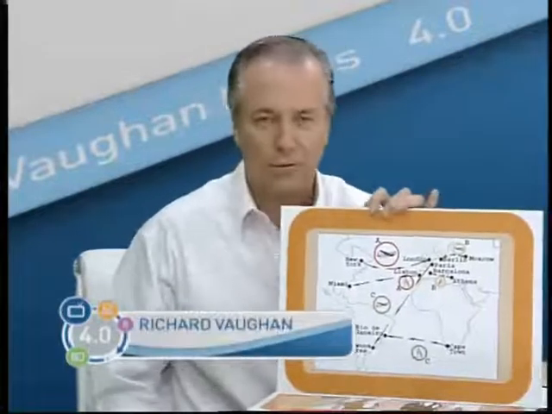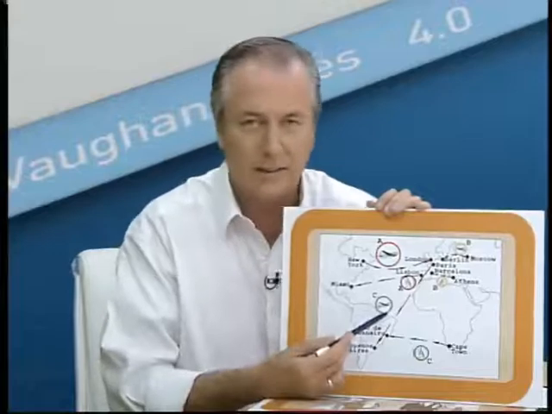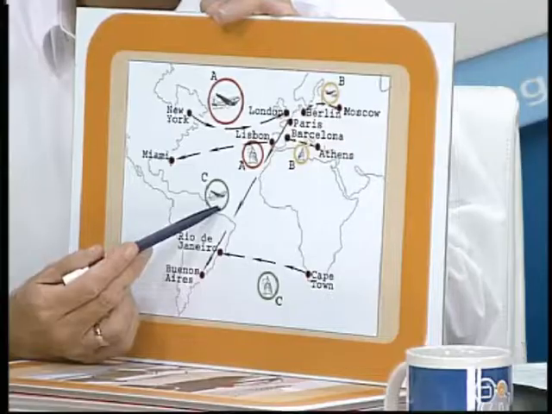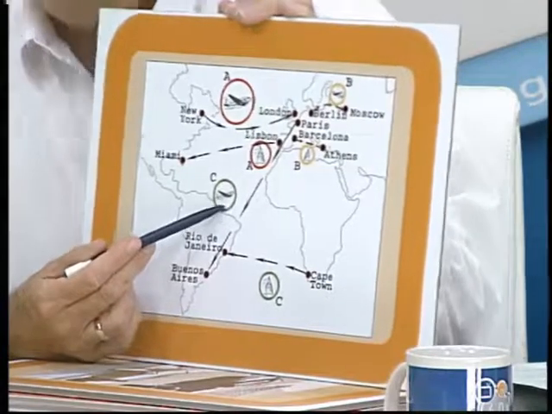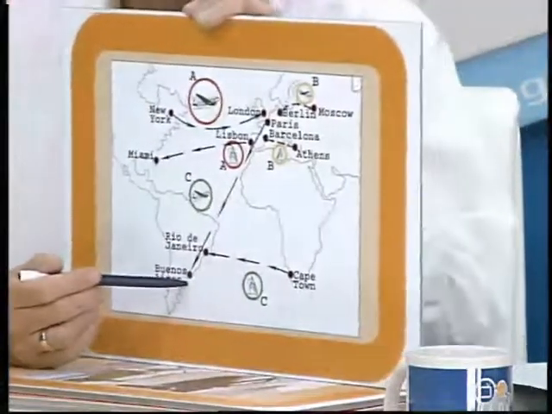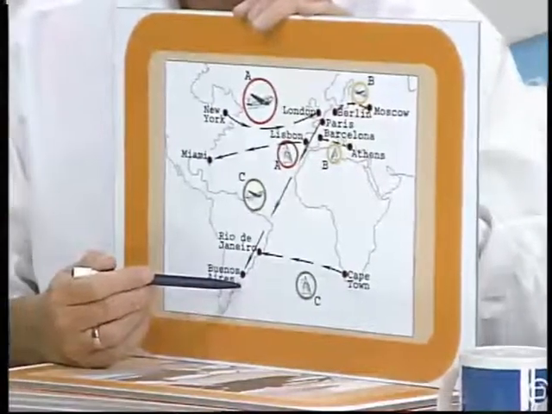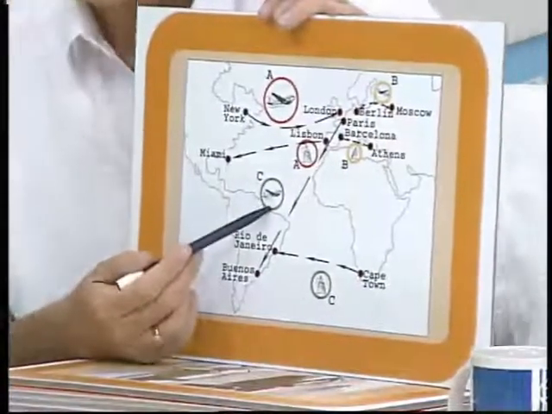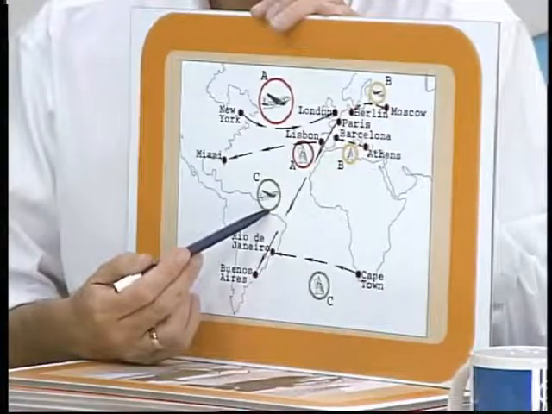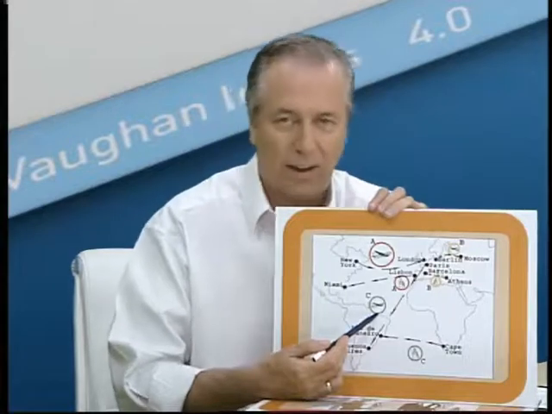Locomoción, desplazamientos. Going, going, going. Okay. This plane, plane C, is going from Paris to Buenos Aires. Buenos Aires is the capital of Argentina. Paris is the capital of France. And plane C. Decimos plane, no solemos decir airplane or jet.